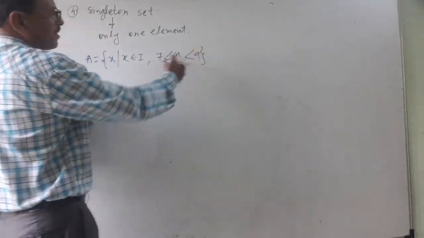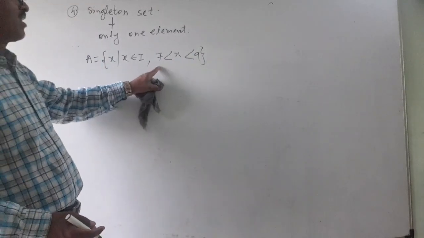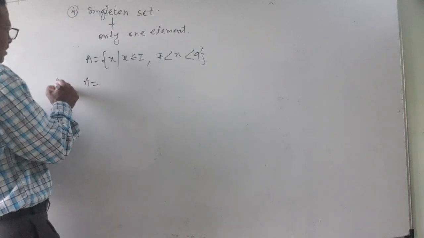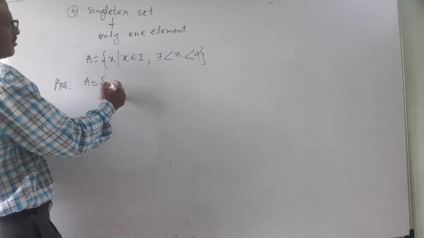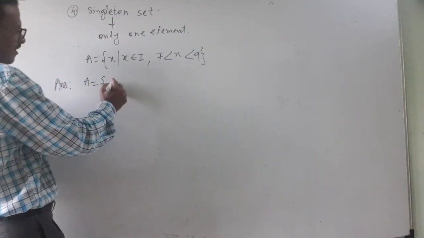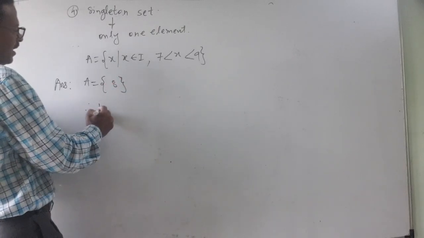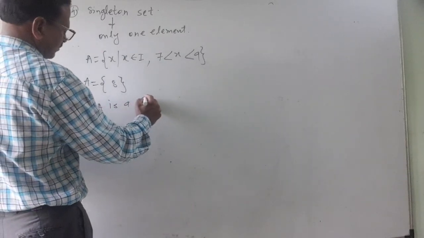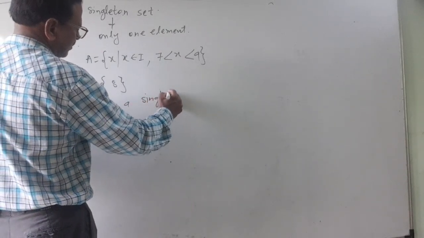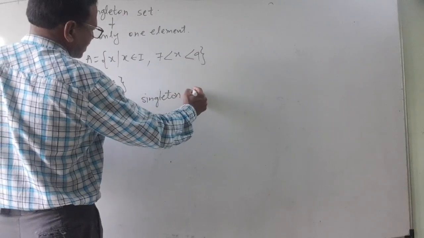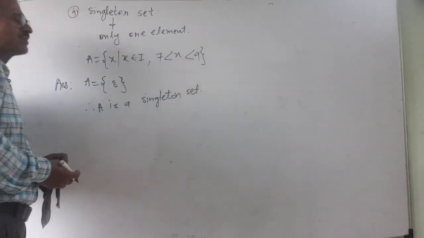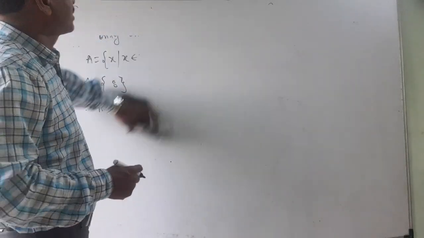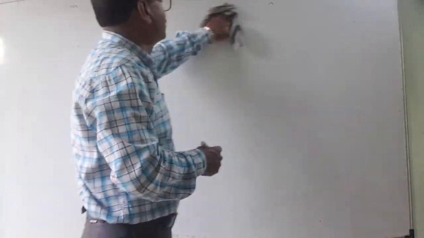What would be the answer between this? Integer I want, 8 is the answer. A is equal to 8. Therefore, A is a singleton set. These are the ways. Another also are there, power set. In a different section we will see this power set and all.